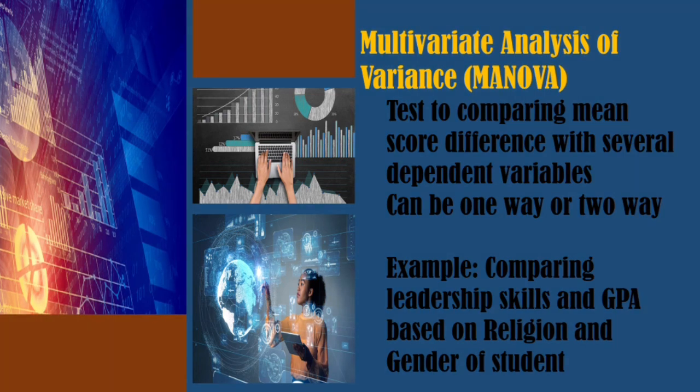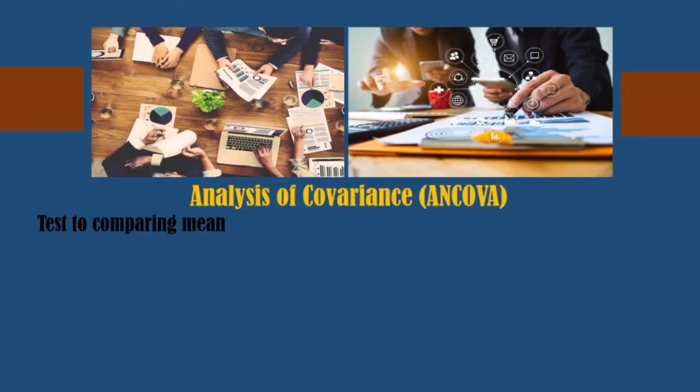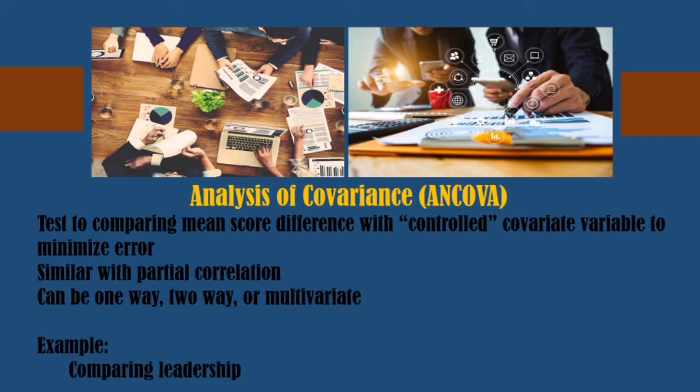And finally, for the tests of difference, we have the analysis of covariance, or the ANCOVA. This is a test for comparing mean score difference with a controlled covariate variable to minimize errors. Similar to partial correlation, and can be one-way, two-way, or multivariate. In short, ANCOVA is a blend of analysis of variance and regression. Example, if you are comparing leadership skills based on gender with controlled grade point average.